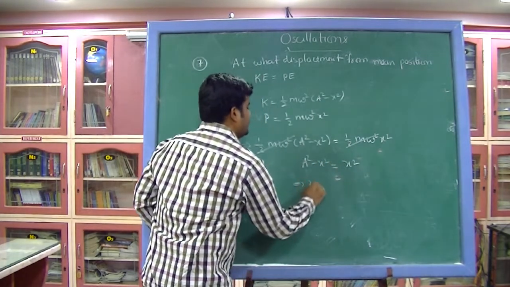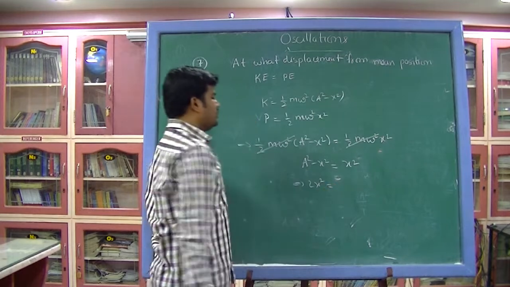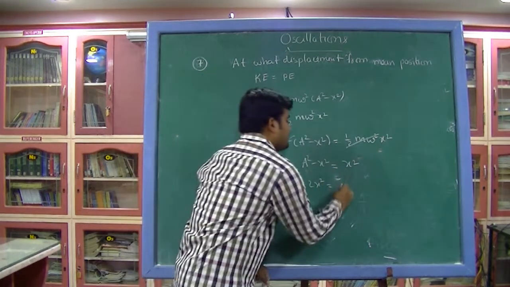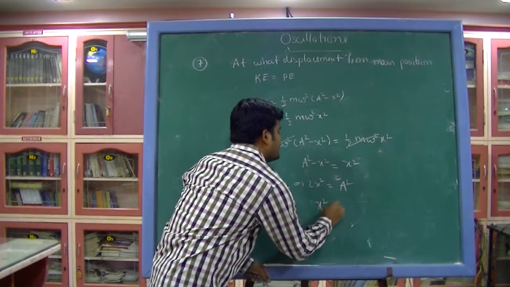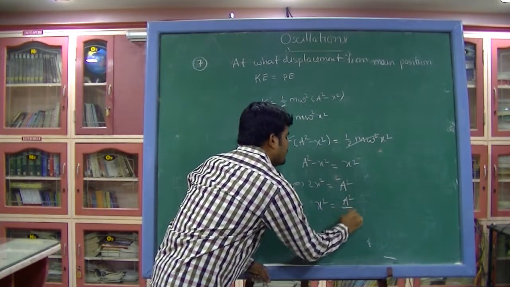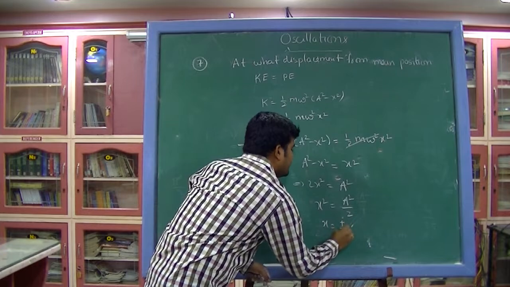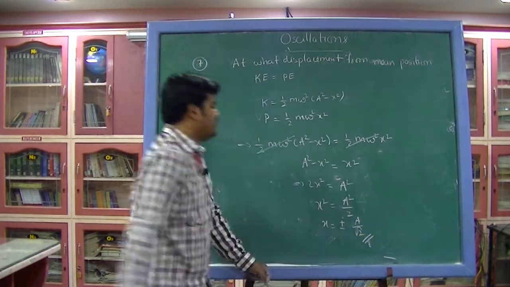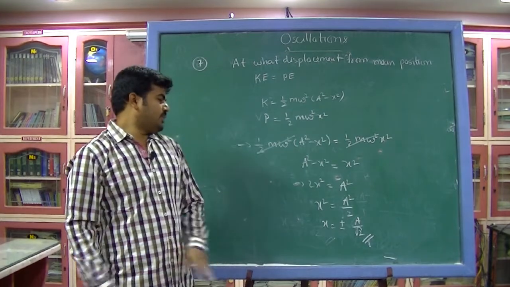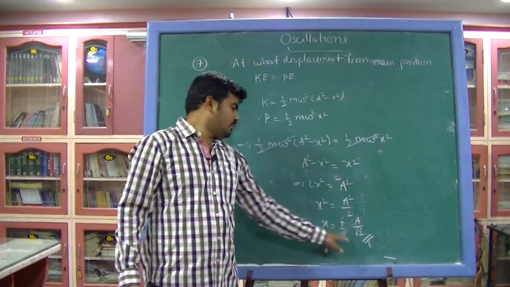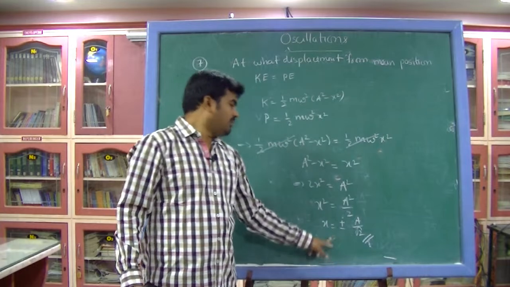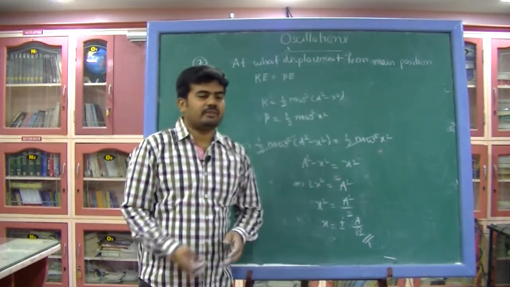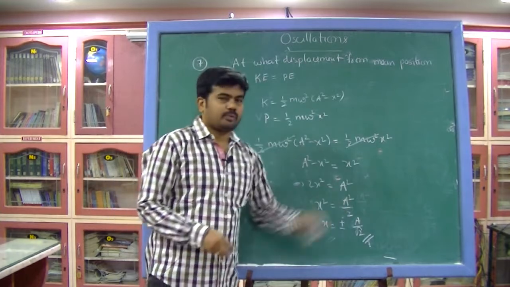So, it implies 2x square is equal to a square. So, x square is equal to a square by 2. So, x is equal to plus or minus a divided by root 2. So, this is the required answer. So, at displacements x equal to plus a by root 2 or minus a by root 2, the values of kinetic energy and potential energy are equal. That is the answer for this problem.